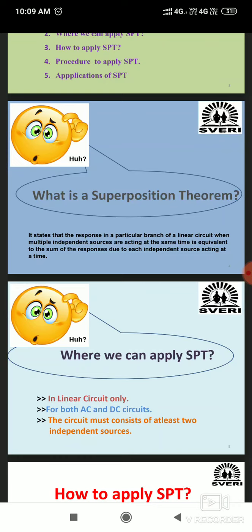So what is the superposition theorem? Below, the theorem is given in short, but in the next lecture I will give the detailed theorem which you have to write in an exam or any test. So just remember now. It states that the response in a particular branch of a linear circuit, when multiple independent sources are acting at the same time, is equivalent to the algebraic sum of responses due to each independent source acting at a time. So you cannot understand it in one stroke. एका stroke मध्ये तुम्हाला हे कळणार नाही.